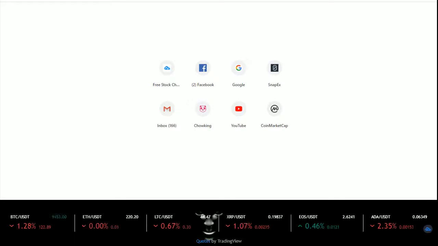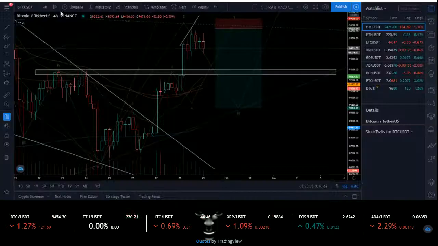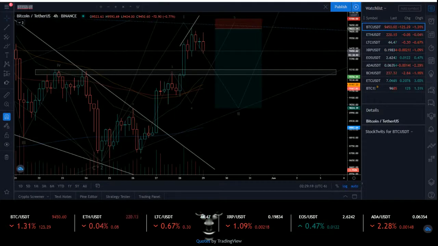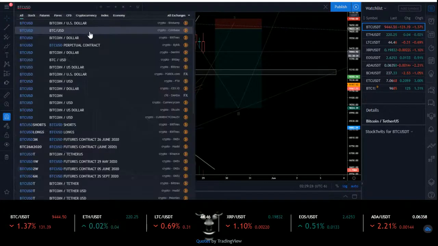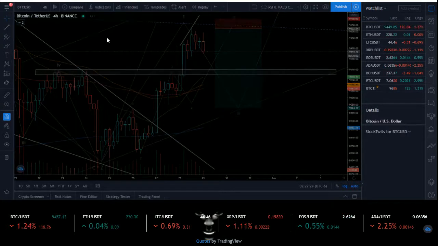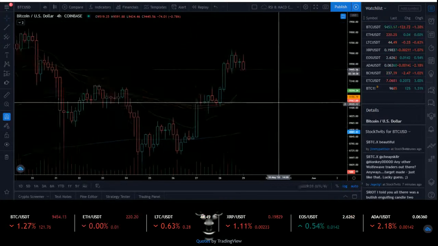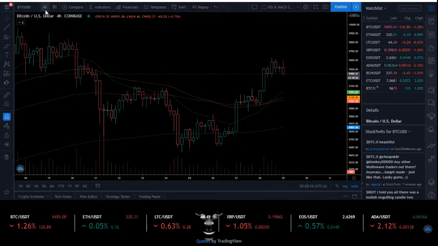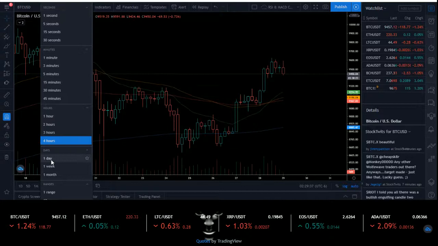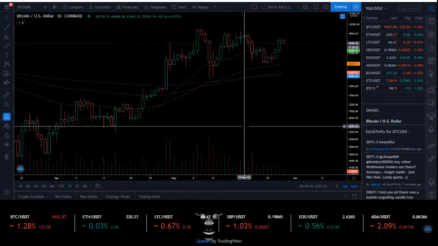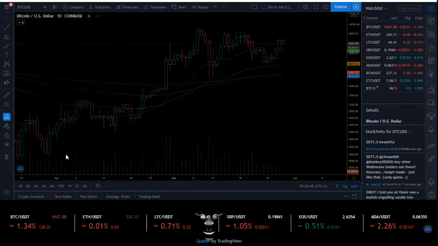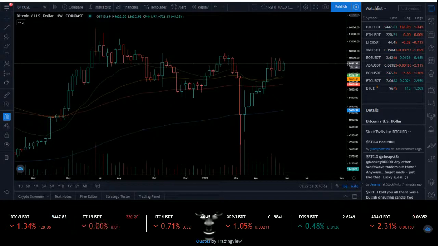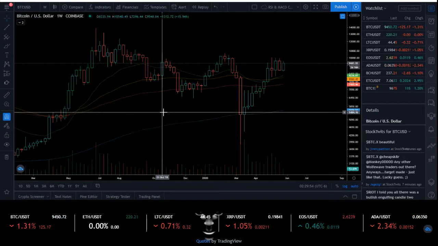Okay, so we have our chart here. Let's select the exchange we will use. We have BTC USD on Coinbase. Okay, Coinbase first. This is our 4 hours. Let's proceed to the 1 day as per our topic. Actually, I mean the 1 week. So we have our 1 week here. This is our 1 week.